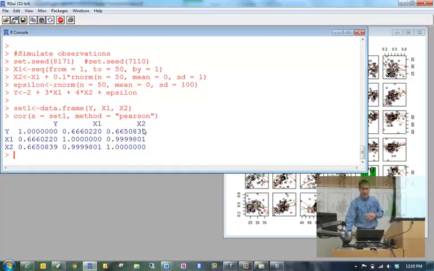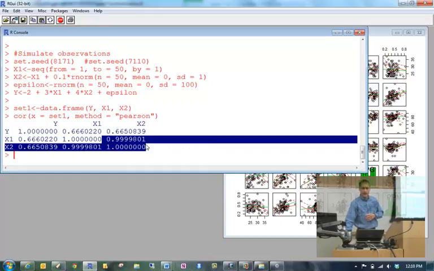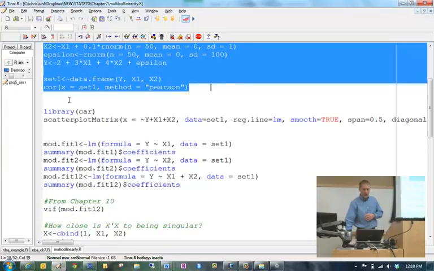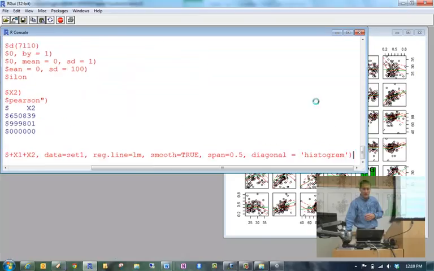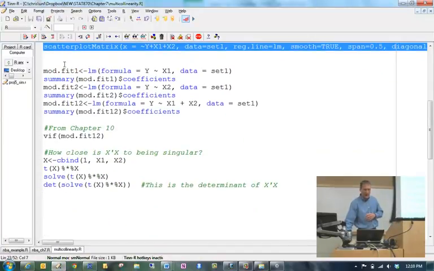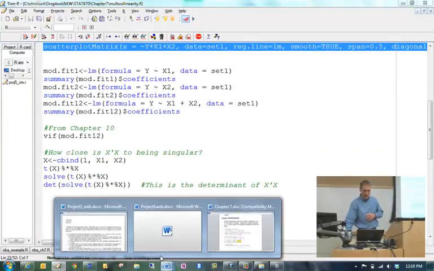Again, there's my correlation matrix. So you would think that x1 is going to be helpful to predict y. You would think that x2 is going to be helpful to predict y as well. Again, notice the correlation between x1 and x2. And we could do a little scatter plot matrix just to demonstrate that. Obviously, notice x1 and x2. Quite dramatic.